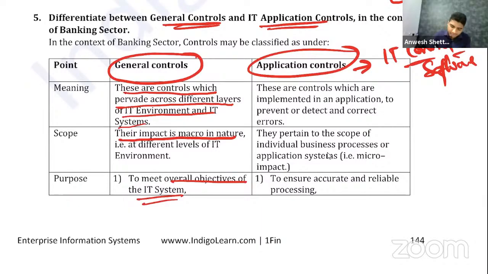So let us read about it. These are the controls which are implemented in an application to prevent or detect or correct errors. So if you try to do something which you are not allowed to do, the system will pop up and say this is an unauthorized transaction, you are not supposed to do it. So they pertain to the scope of individual business processes or application systems. So application control is specific to the software. It is not for the entire organization. It is specific to the business part. Next.